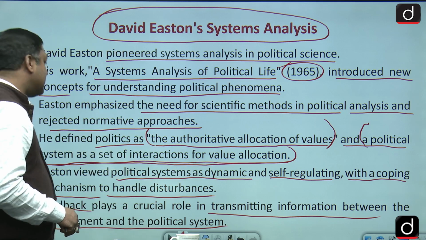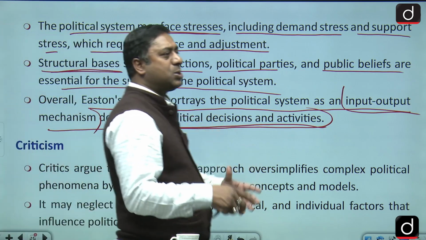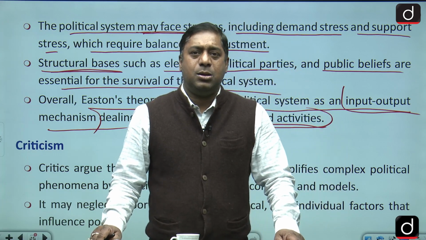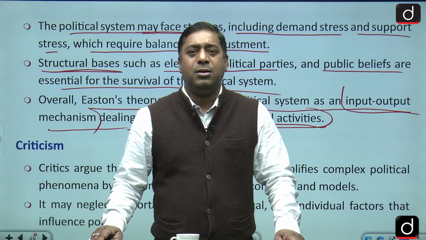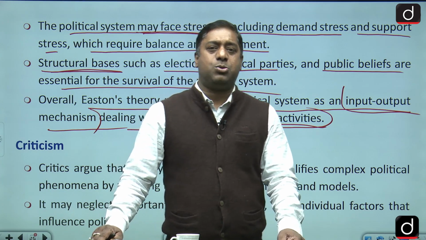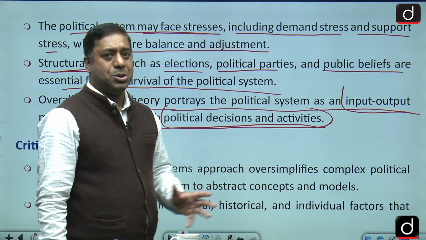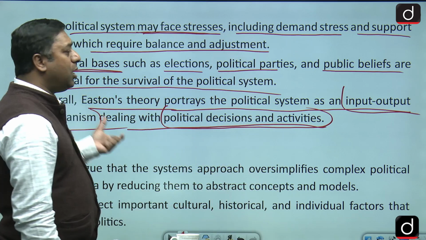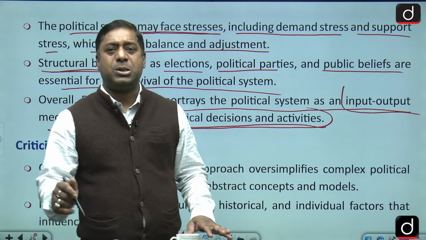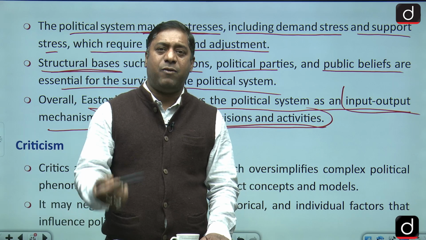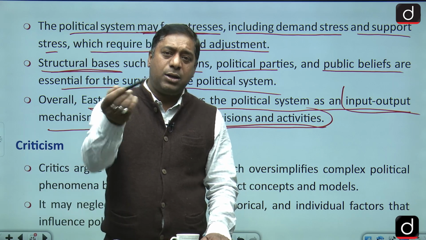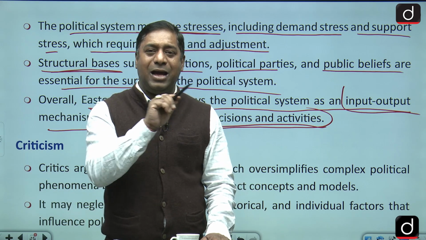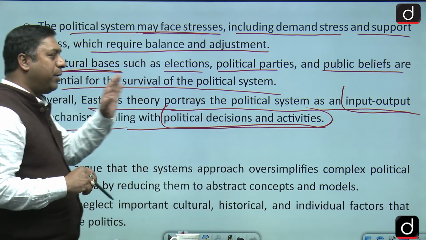After that, he says there are a lot of stresses in the political system, demand stress and support stress, but what we need is a balance between all these stresses and an adjustment. And last, he says there are structural bases, which are very important for the survival of the political system. These structural bases are political parties, elections, as well as public beliefs.